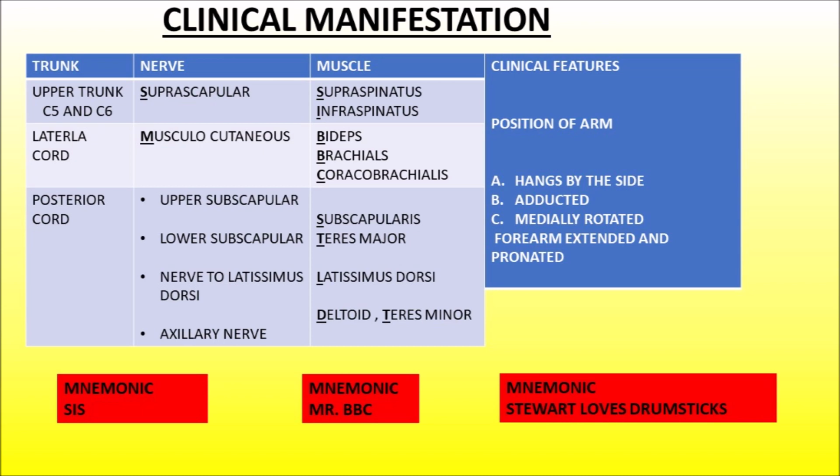In order to remember all these muscles, remember the mnemonic Stewart loves drumstick, where S stands for subscapularis, T for teres major, L for latissimus dorsi, D for deltoid, and T for teres minor.